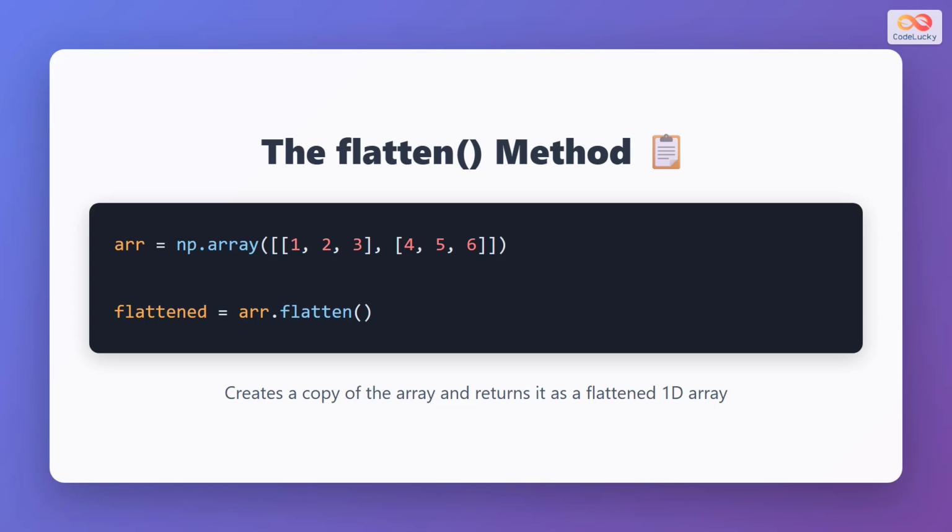The flatten method is another approach to flattening arrays. Like ravel, you call .flatten on your array to get a one-dimensional result. The syntax looks identical to ravel, and the output appears the same. However, there's a critical difference in how these two methods work under the hood, which we'll explore next.